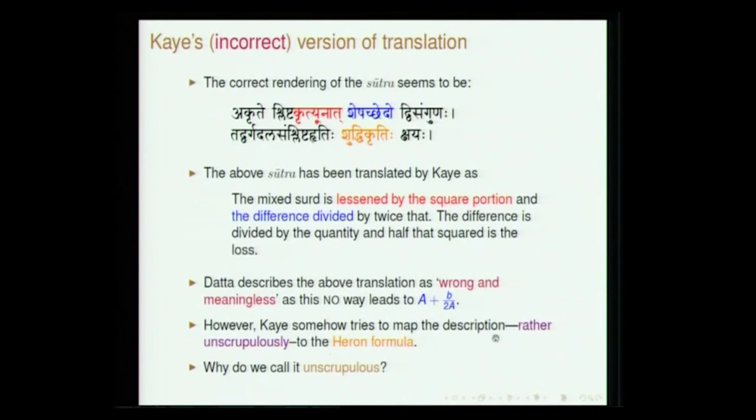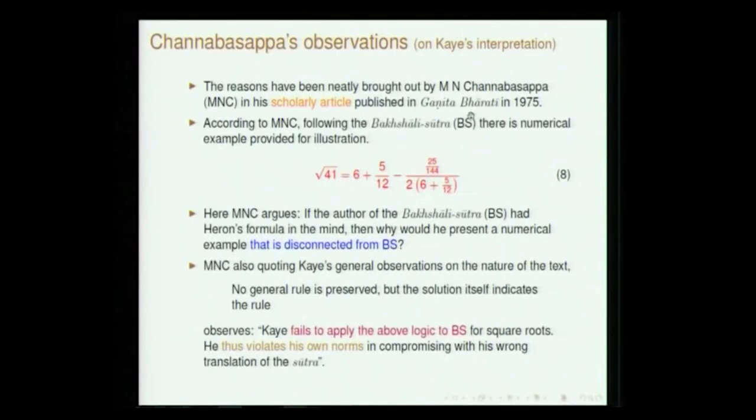It seems to be done rather unscrupulously, that is what it amounts to, because there are various other evidences by which one will be able to clearly understand that this does not mean this. As has been clearly pointed out by Channabasappa, why do we call it unscrupulous? There are a few reasons, of which I will quote one or two. This has been brought out in a scholarly article in Ganita Bharati, a mathematics journal, in 1975 by Channabasappa.